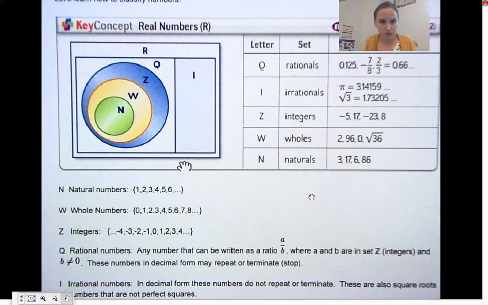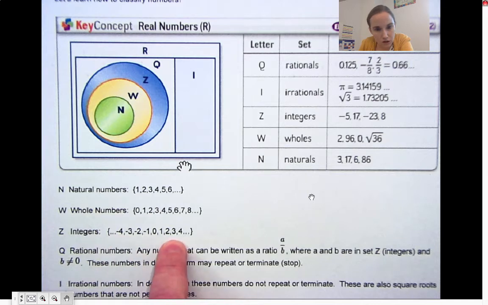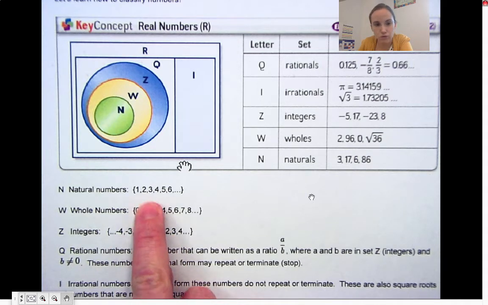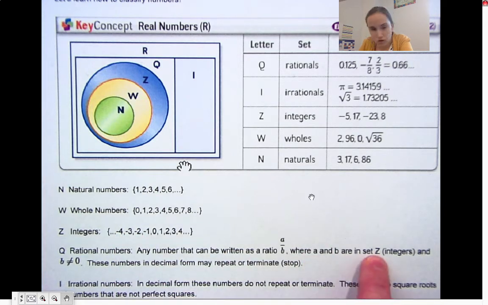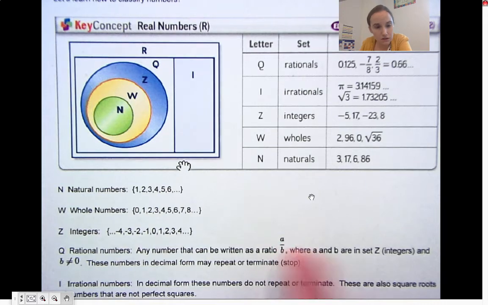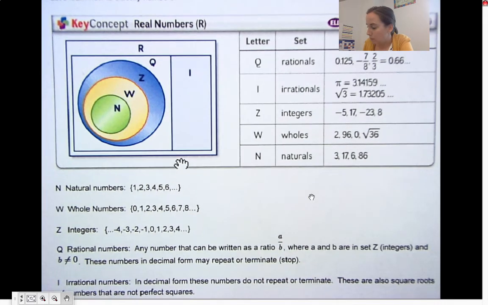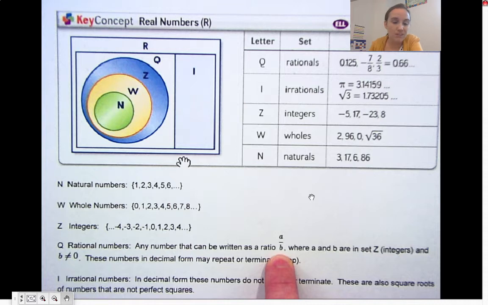Now, as we continue moving on, you learn about rational numbers. Rational numbers bring in your fractions and your decimals. A rational number is any number that can be written as a fraction, a over b, or as a ratio, a over b, where the a and the b are in the set of integers. So the set of integers includes all of these numbers that we've already talked about, the natural, the whole, and then their opposites. So if it's in the set of integers and you can write it as a fraction, then it's a rational number. Remember that b cannot be 0 because it would be undefined.